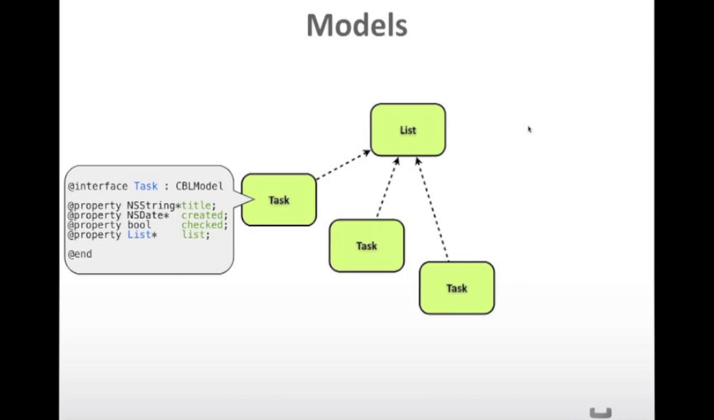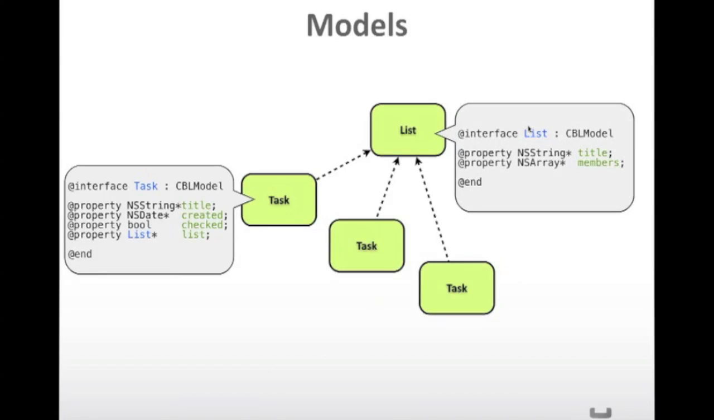It's the same schema that we're already using, but notice that in this case, we can directly declare the created date as a date instead of having to jump through converting it into JSON. And we can directly declare checked as a Boolean instead of having to grab it out of the value of an NSNumber. We also have a list property that's going to identify which list this task belongs to. And list is our other model class, so we can just make a direct pointer to that class. Over on the other side, we have our list class, also inherits from CBLModel. And it's got a title as well, and then has an array of all the tasks that it contains.